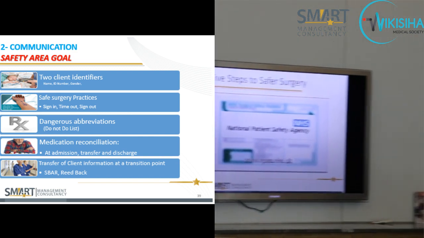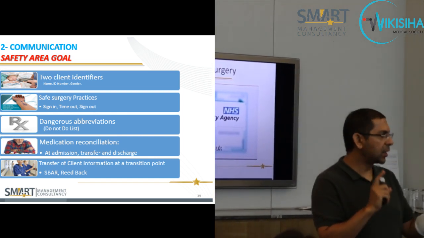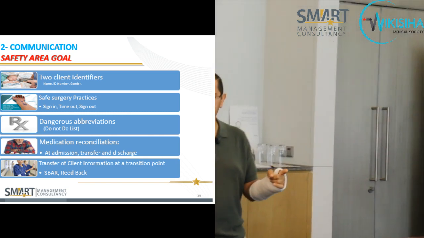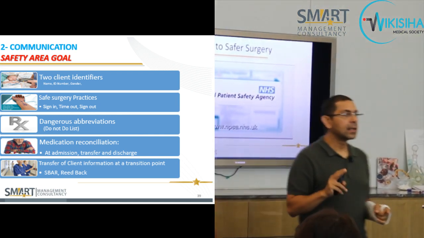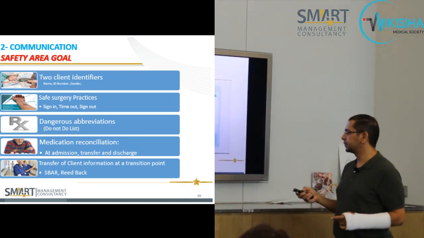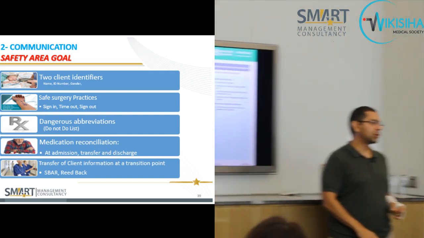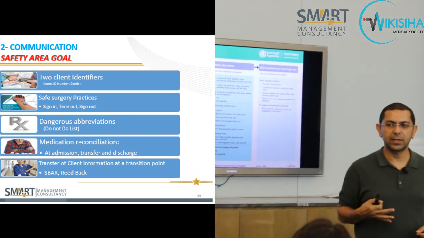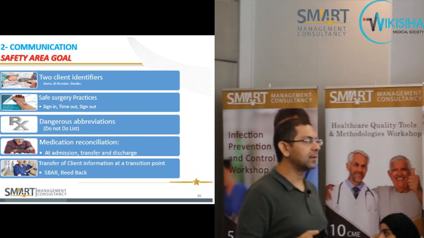Okay, now we learned two things in the communication, right? Remember, communication happens between service provider and service provider, and between service provider and recipient of care. We finished with two patient identifiers, and we finish with safe surgery practice. This is the checklist created by WHO. Every procedure room needs to have that checklist. Every operating room needs to have that list implemented.